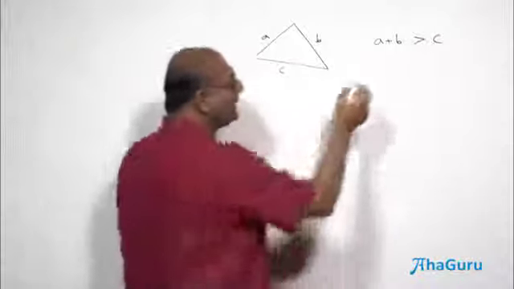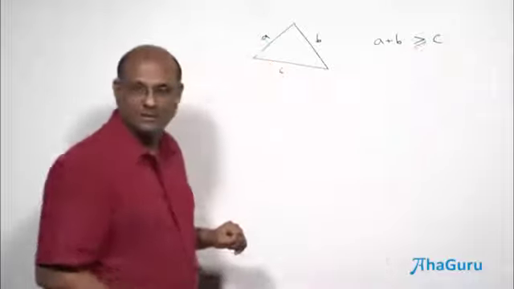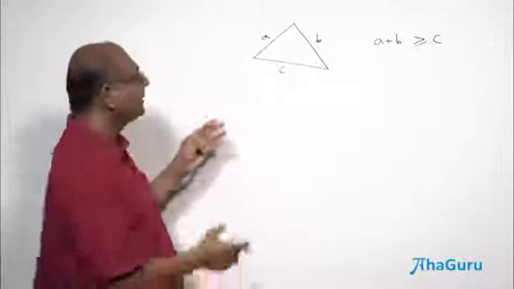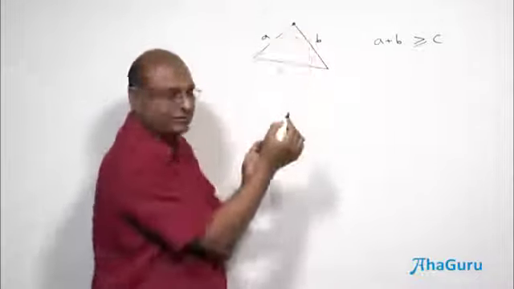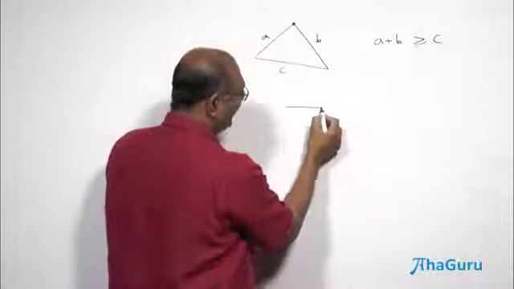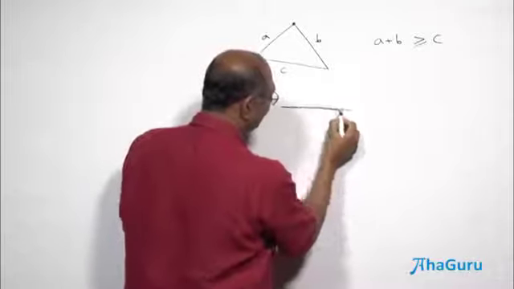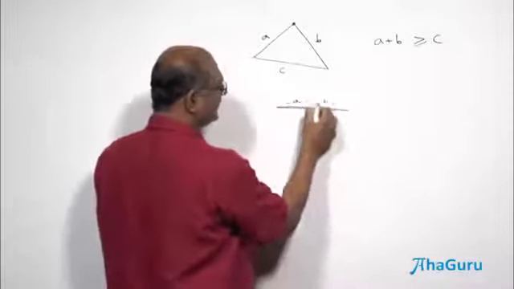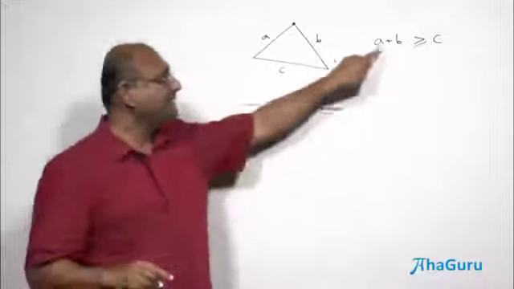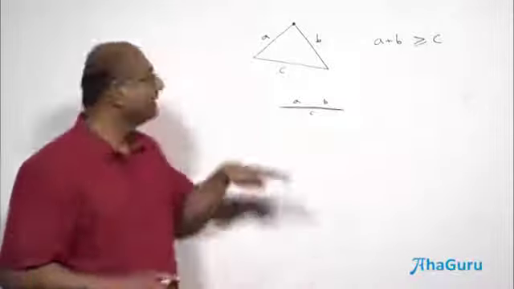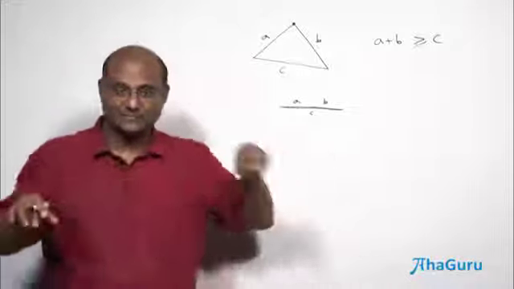So can it be equal? When can it be equal? When actually this point lands up on this line. So if I had A and I had B and then this was C, so this is C, this is A, that's B, then A plus B equals C, right? So if A plus B is equal to C, what can you say? There is no triangle, that's actually just a straight line.